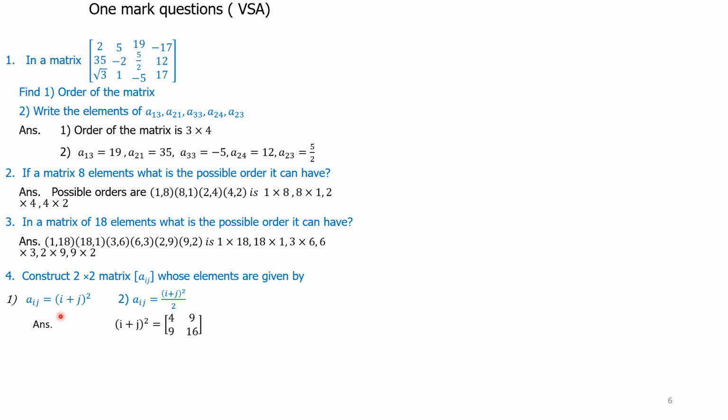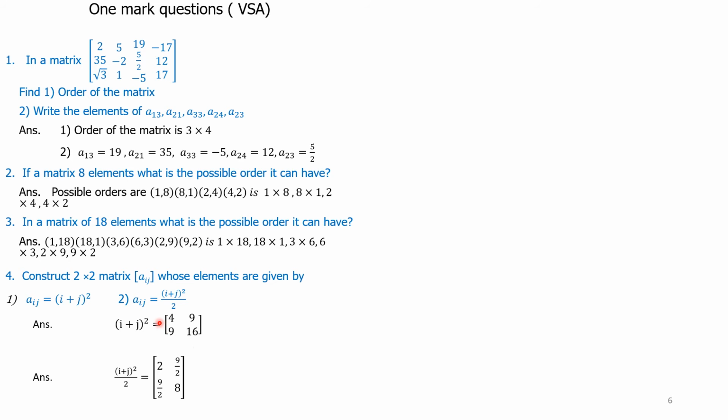Answer. Aij equals (i plus j) whole square. If we take i as 1 and j as 1, that is row 1, column 1, that is 1 plus 1 whole square, which is 4. Row 1 and column 2, 1 plus 2 is 3, 3 square is 9. Next, row 2 and column 1, 2 plus 1 is 3, that is 9. And row 2, column 2, 2 plus 2 is 4, 4 square is 16.